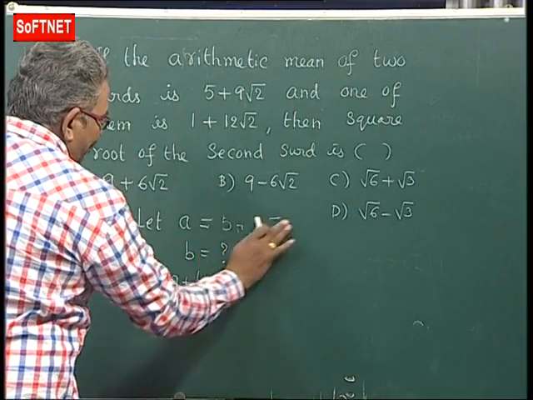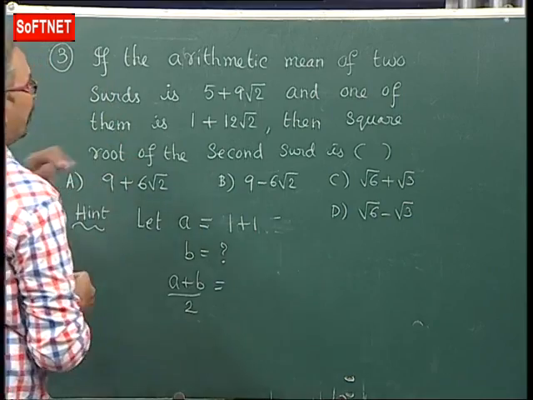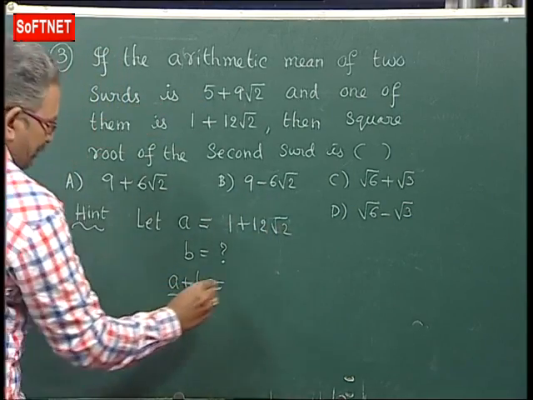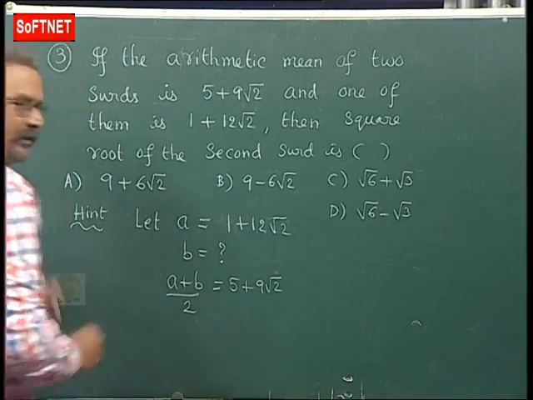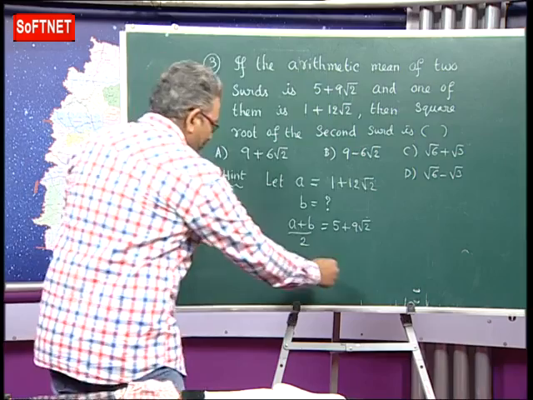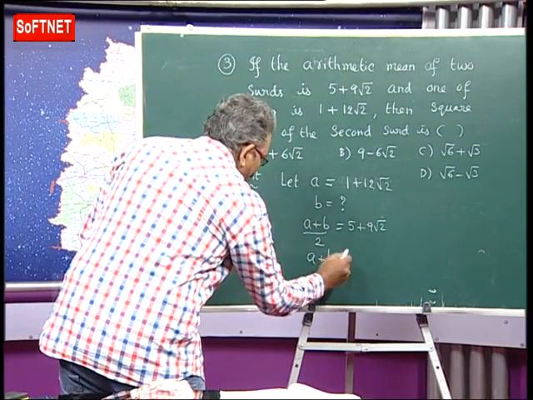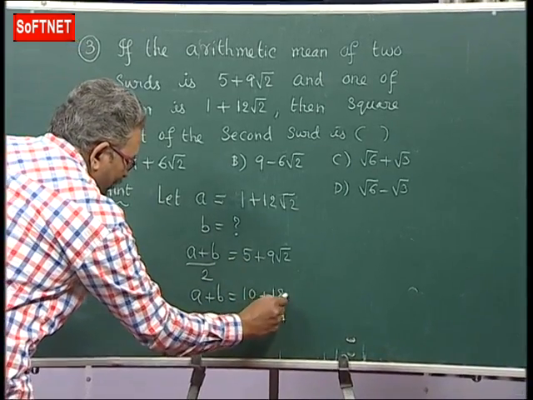Here one of the surds is not 5 plus 9 root 2, that is 1 plus 12 root 2. Here arithmetic mean is 5 plus 9 root 2. Okay. Now cross multiply. A plus B equals 2 into 5, 10 plus 18 root 2.